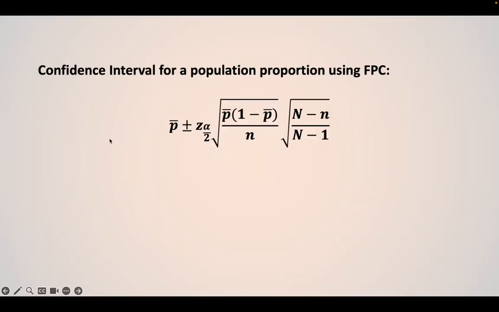If you need to make a confidence interval for a population proportion, and the ratio between sample size and population size is more than 5%, again, I need to use the FBC factor. The lower limit of the confidence interval for the population proportion using FBC would be sample proportion minus Z alpha divided by 2.